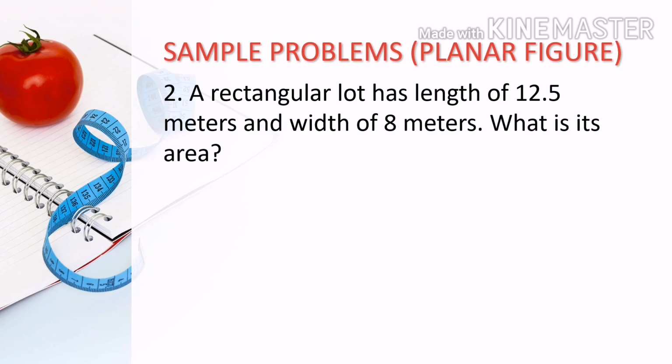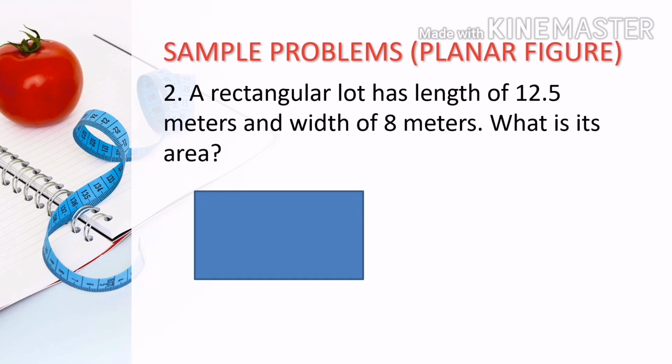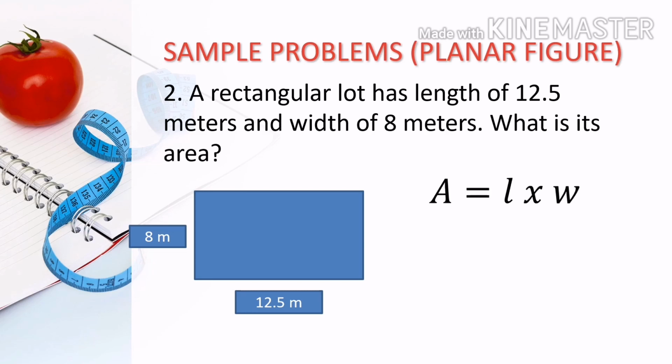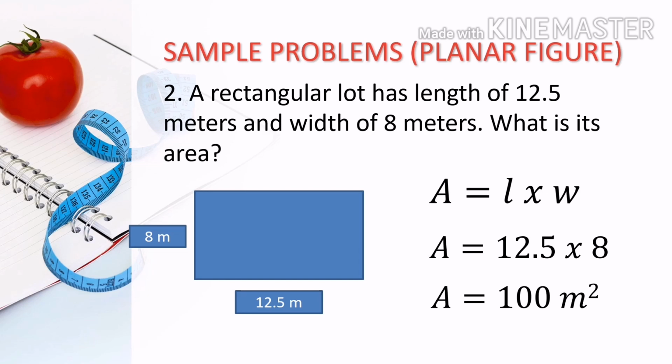Number 2. A rectangular lot has length of 12.5 meters and width of 8 meters. What is its area? So, rectangle daw siya, ang haba, 12.5 meters, ang lapad, 8 meters. So, alam natin that area is length times width. The area of a rectangle is length times width. Substituting the given measurements, that would simply be 12.5 multiplied by 8. So, ang sagot po natin is 100 square meters. Very easy.